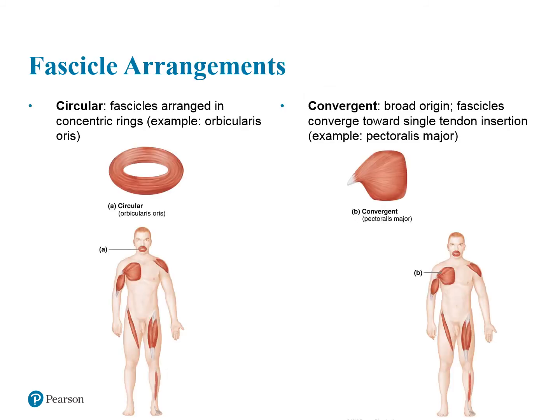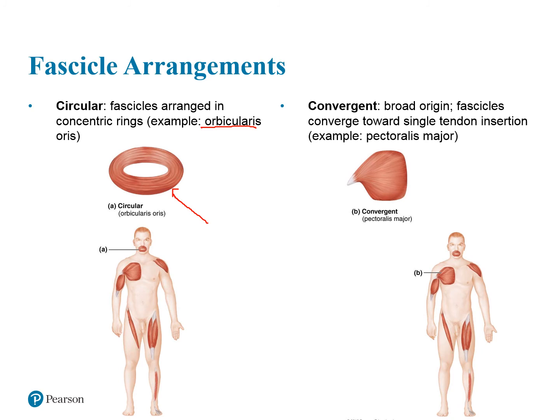So in the circular arrangement, your fascicles are arranged in a circle, and the muscles that have this kind of arrangement usually have the name orbicularis in it. So the orbicularis oculi and orbicularis oris are going to be muscles where the fascicles are arranged in a circle. I like to think of orbits when I think of orbicularis because orbits remind me of things moving in circles.